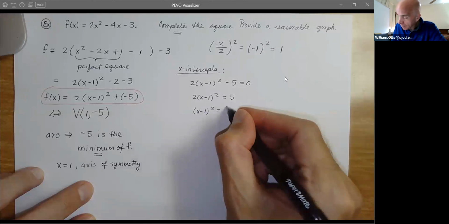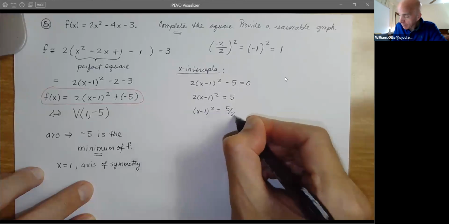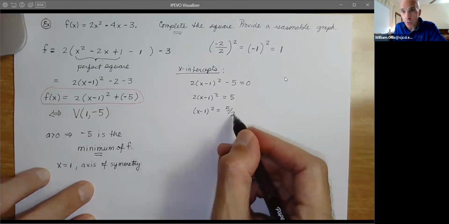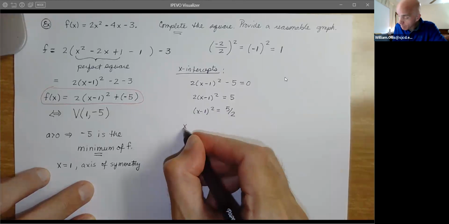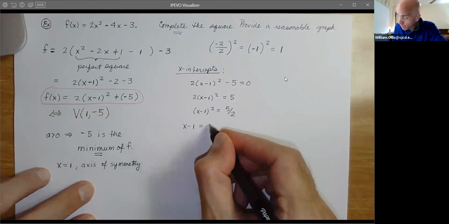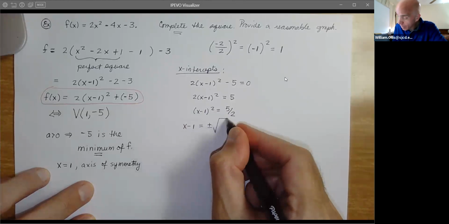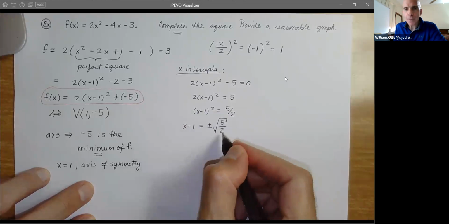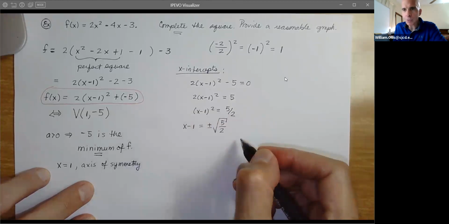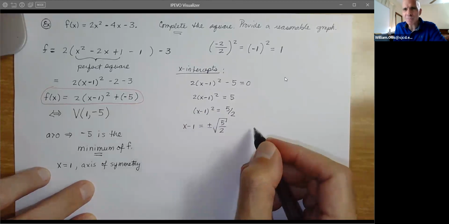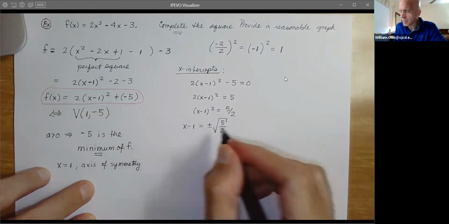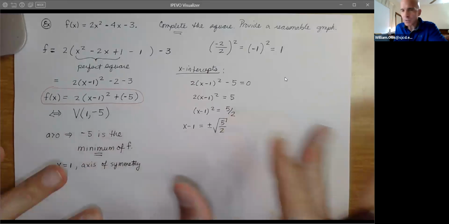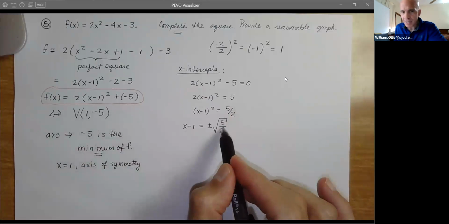And now our friend, the square root property. Something squared equals a real number. So x minus 1 equals plus or minus the square root of 5 halves. Always write your square root property this way. Don't put a radical on each side, whatever it is some students want to do. That's not how I've taught you. We don't have to do that. The only radical we need is right here.